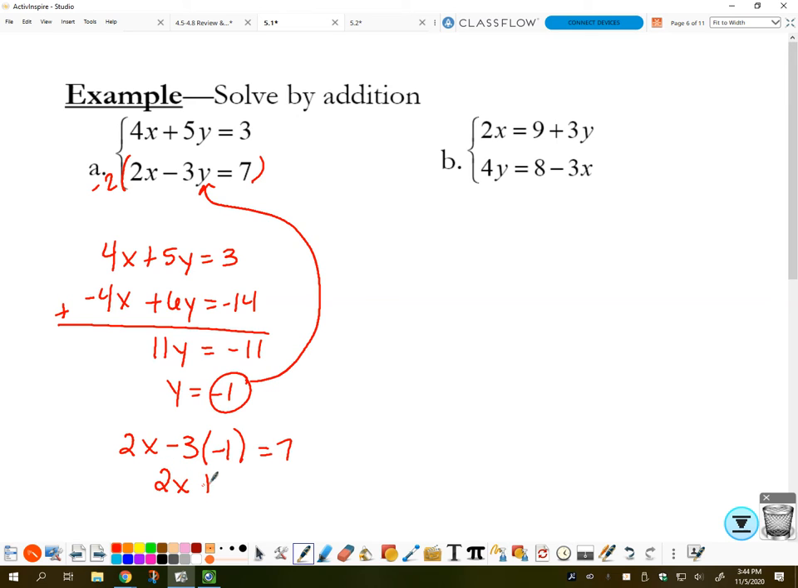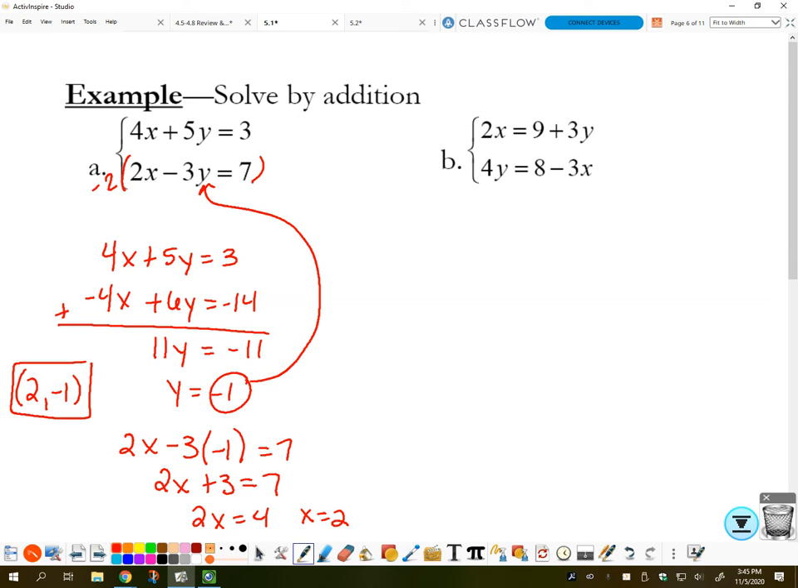So 2x plus 3 is equal to 7. So 2x is equal to 4, which means x is 2. Alright, so my solution here is (2, -1), written as an ordered pair. Remember, it's x and then y.